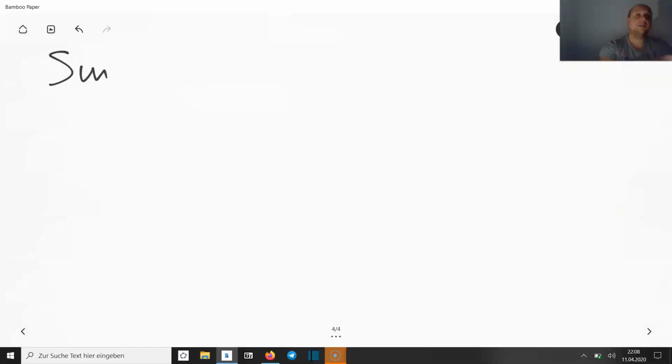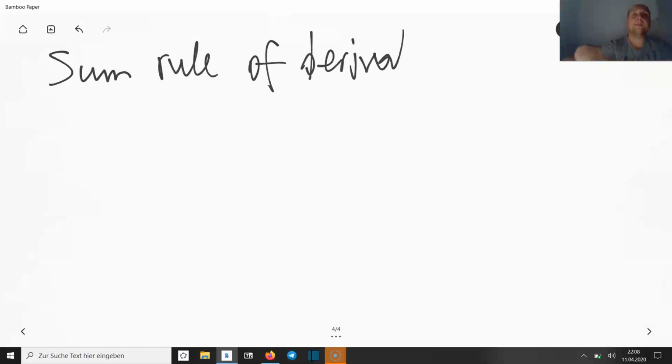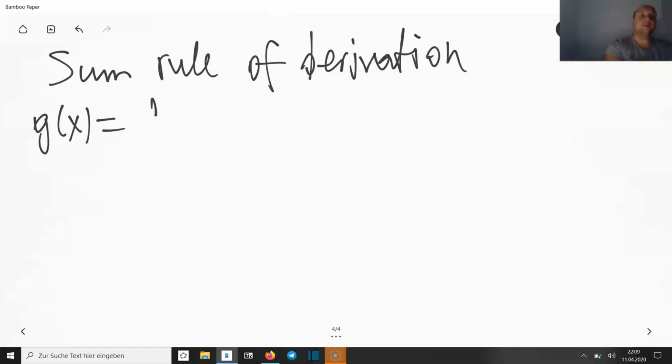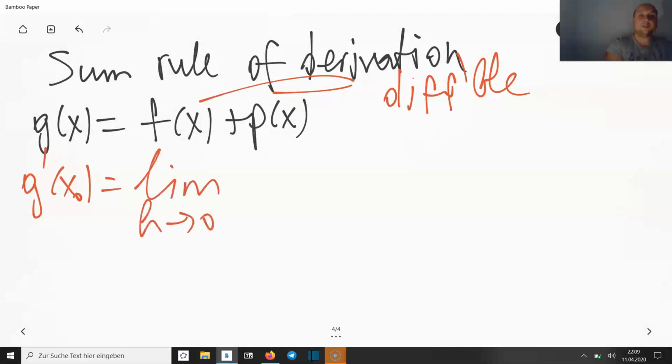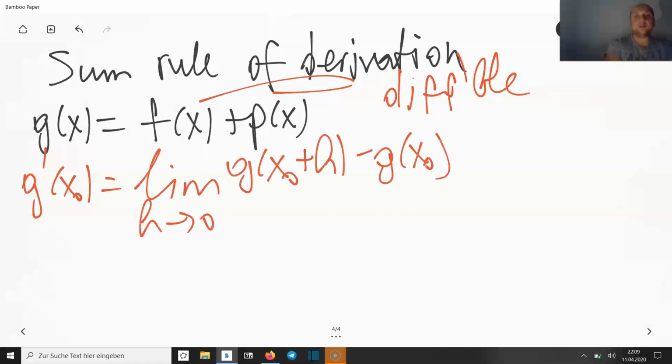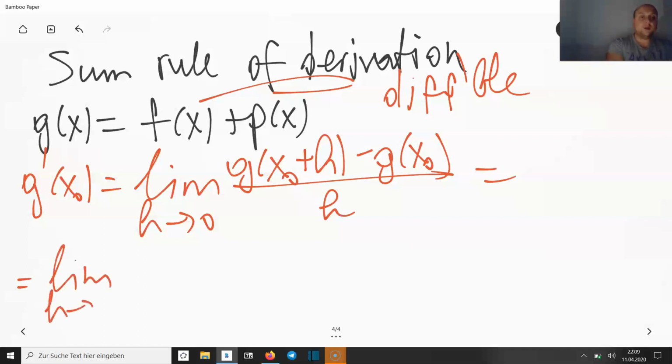Let's do this. So, the sum rule of derivation. Let's define g of x, which is equal to f of x plus p of x, and those two functions are differentiable. So both are differentiable. What is the derivative of g at x0? Well, this is the limit h towards 0, by the definition, of g of x0 plus h minus g of x0 divided over h. And now let's see what that would mean through our definition.